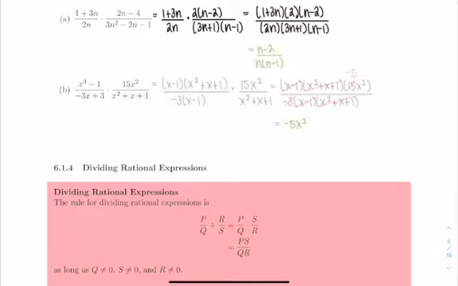Now, what do we have in common? So we have a 2 on top and a 2 on the bottom. We also have 1 plus 3n and 3n plus 1, which is the same exact thing. So the only thing I'm left with on the top is n minus 2, and on the bottom I have n times n minus 1.